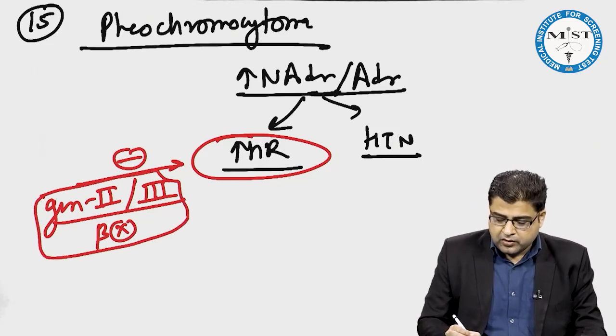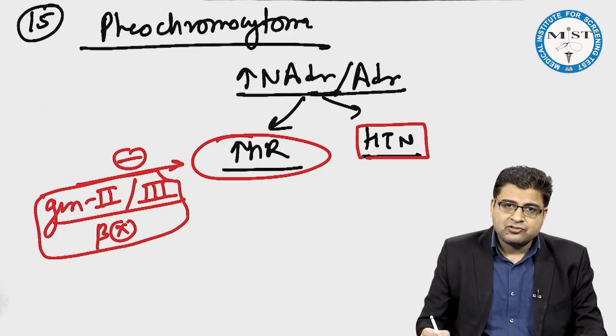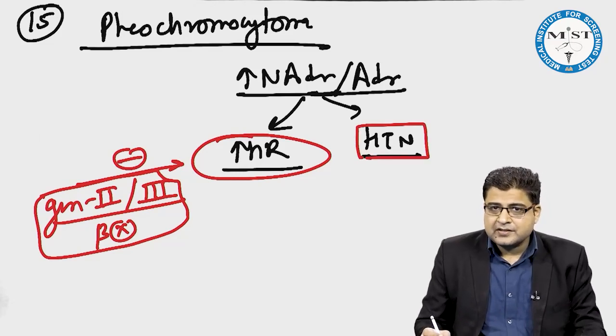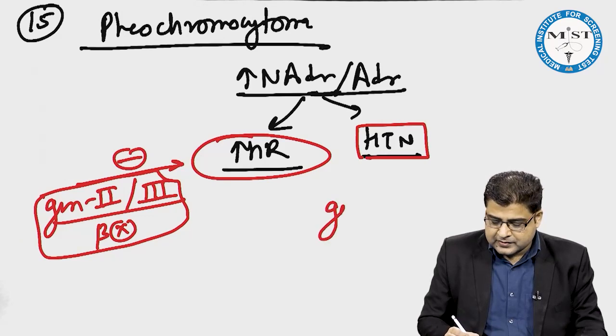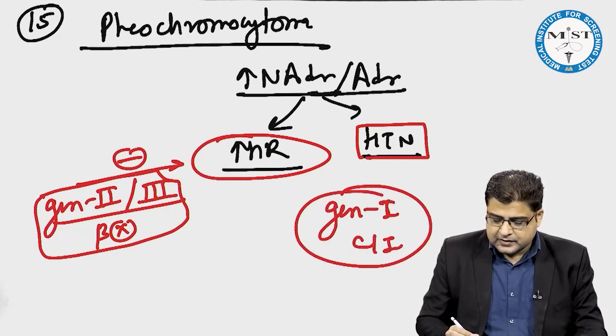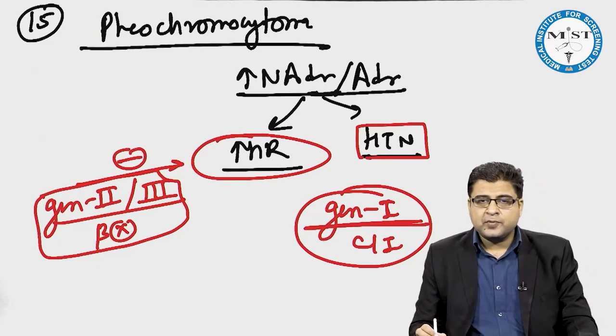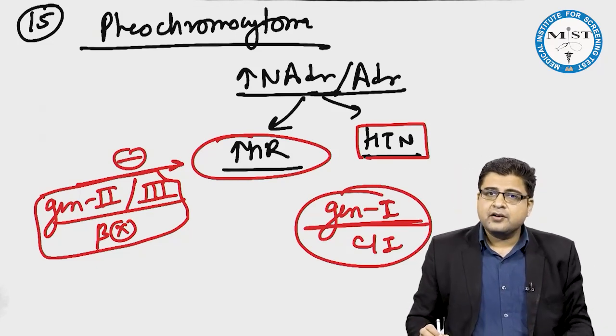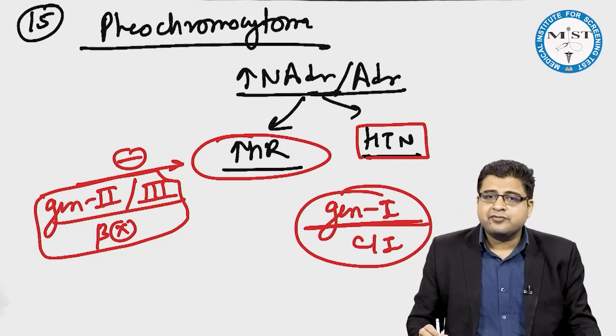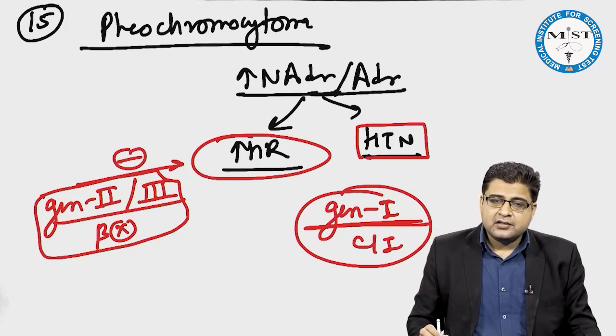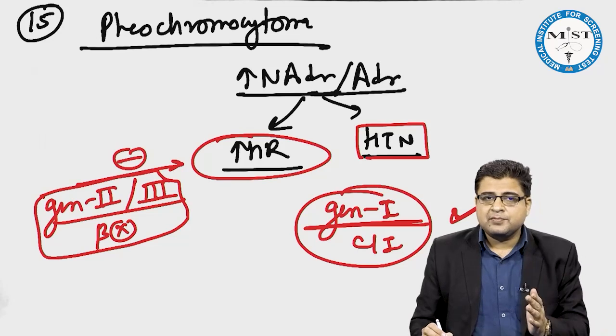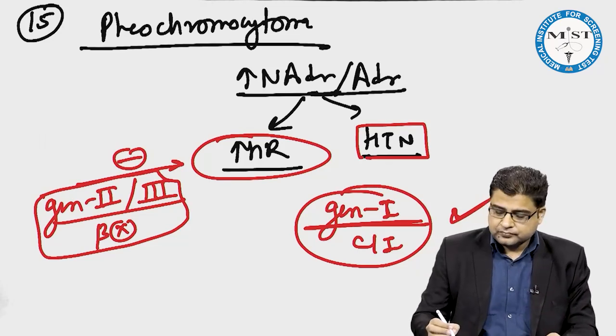But please remember, there is already a presence of hypertension, already there is a hypertensive crisis. So generation 1 medicines are contraindicated in pheochromocytoma because these medicines have a tendency to cause further vasoconstriction. And that is why these medicines should not be used. Generation 2 and generation 3 can be used, but generation 1 medicines are contraindicated.